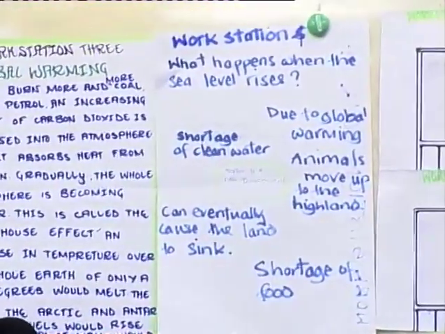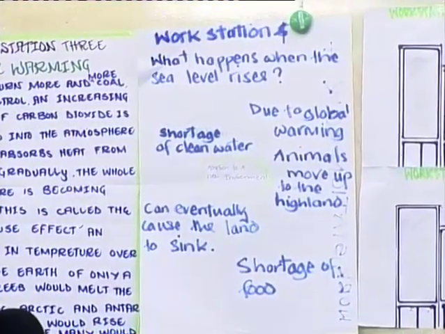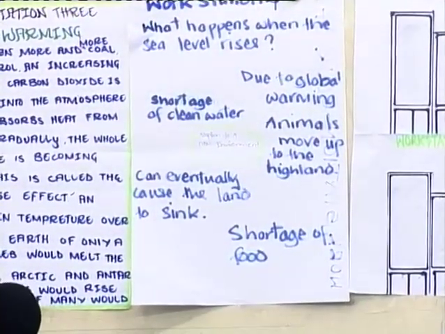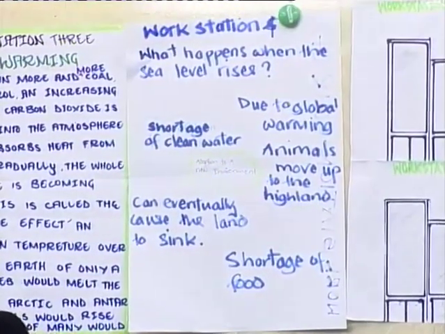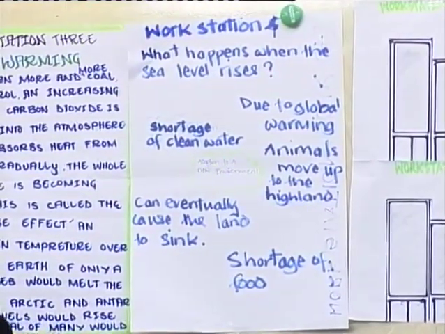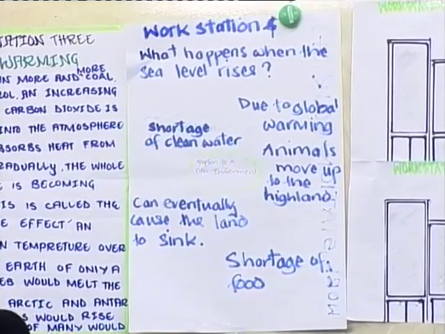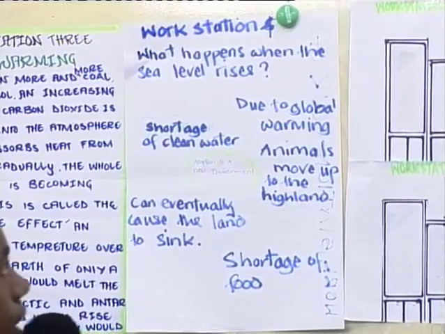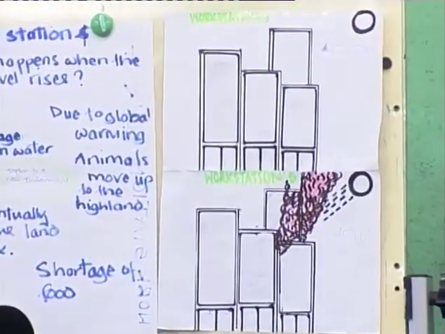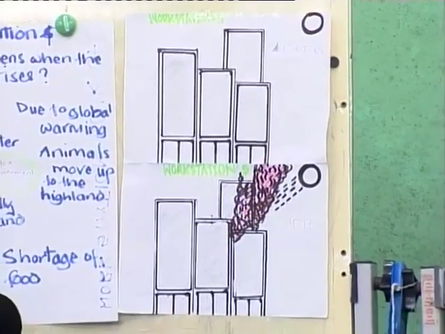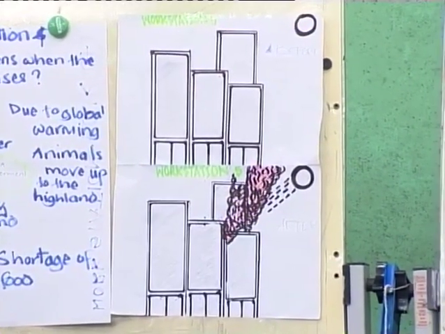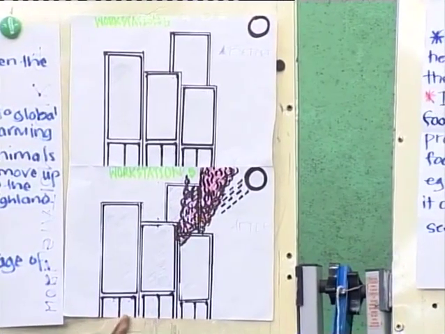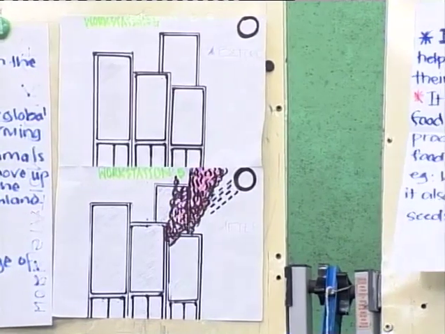What happens when sea level rises? Shortage of clean water due to global warming. Animals move up to the island and can eventually cause the land to sink. Shortage of food. Workstation 5. This is a drawing of before and after. Before, the sun wasn't hitting the building. After, when the sun hit the building, fire started to rise.